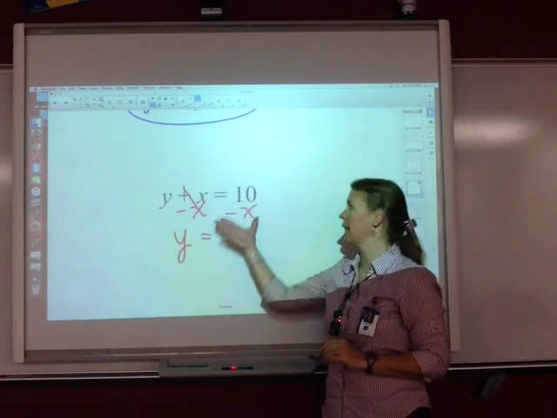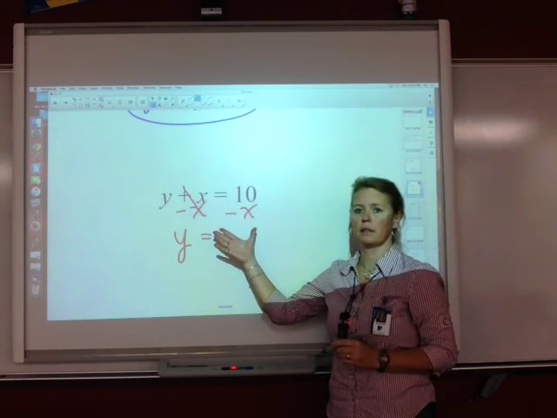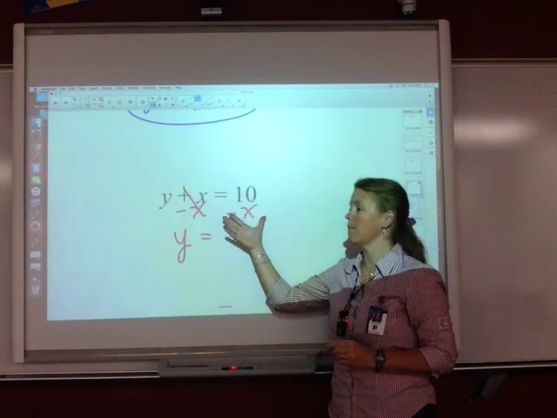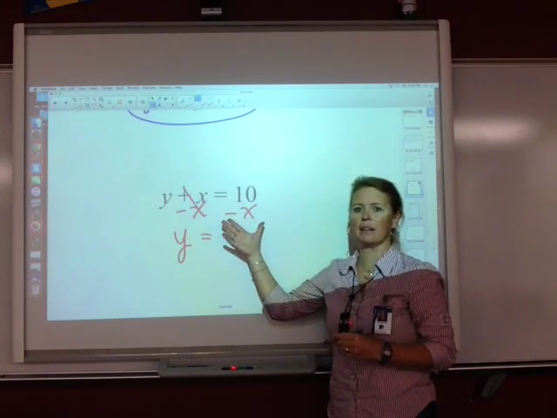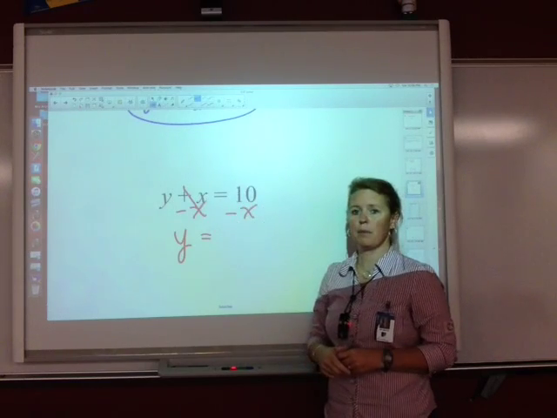Now ask yourself, can I take x things away from 10? Can I take 10 subtract x? If I have 10 apples, can I minus an orange from that? They are not alike. They're not the same whatsoever, so you have to keep them separated.